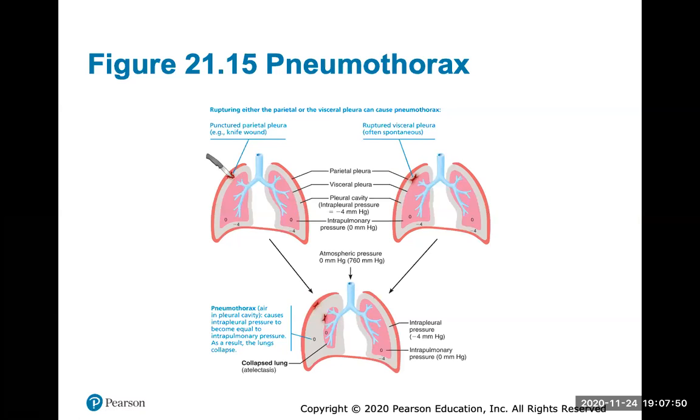A pneumothorax is caused by rupturing either the parietal or the visceral pleura, which basically gets air into the pleural cavity. This will cause the intrapleural pressure to become equal to the intrapulmonary pressure, and as a result, the lungs will collapse.